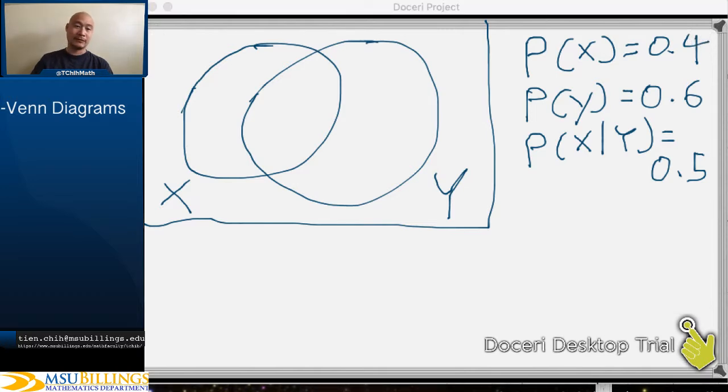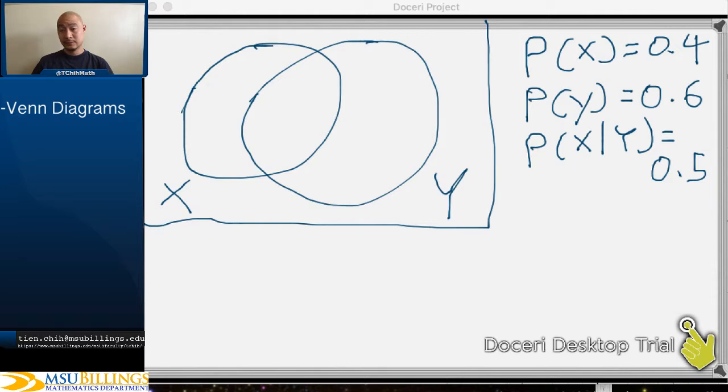So the very fact that P of x is 0.4, that means the x circle, its total contribution to our probability has to be 40%, right? And P of y, there's a 60% chance of being in y, so this circle has to total up to 60%. And so what we want to do then is find P of x and y, right? If we know what P of x and y is, then I can fill in these two other pieces, and I can fill in the outside. So can we find P of x and y?